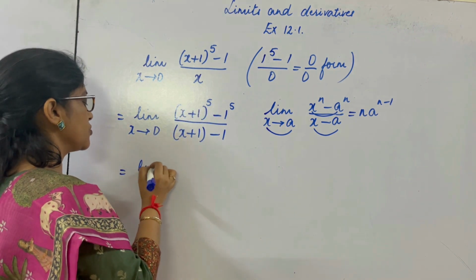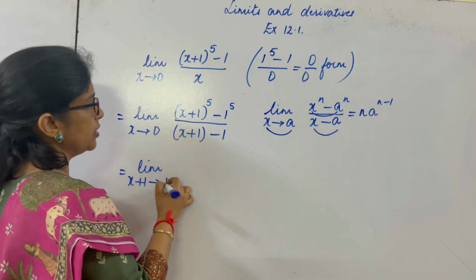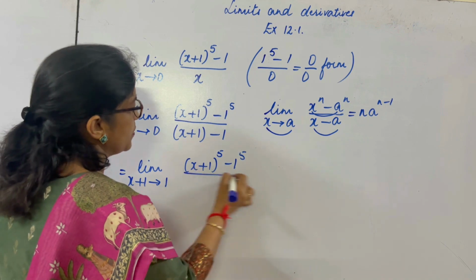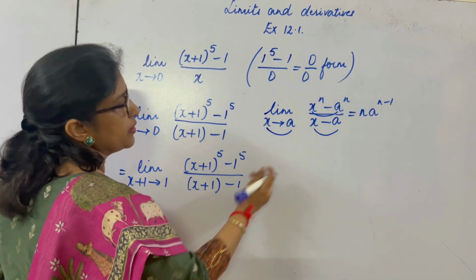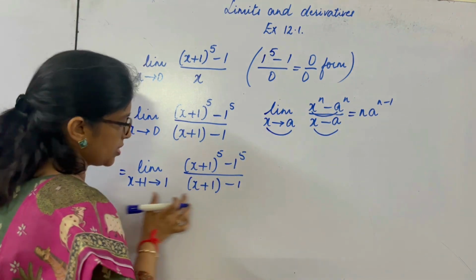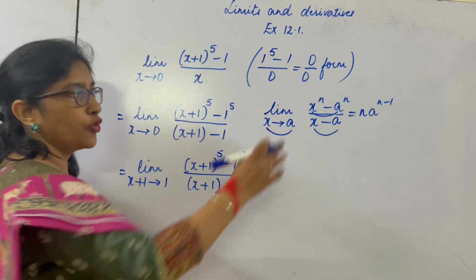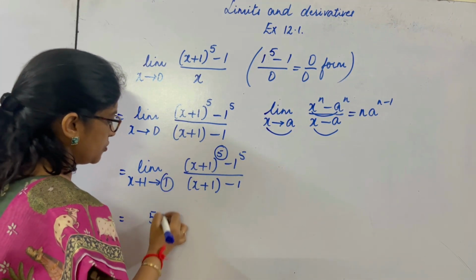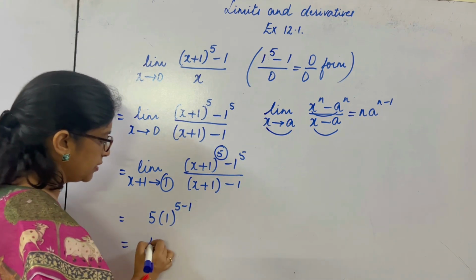Now, if x tends to 0, what will x plus 1 tend to? Adding 1 on both the sides, you see that the limiting value is x plus 1 tends to 1. Okay. Now, you can compare. You see that all the values are similar. What is the formula? n a raised to n minus 1, and that turns out to be 5.